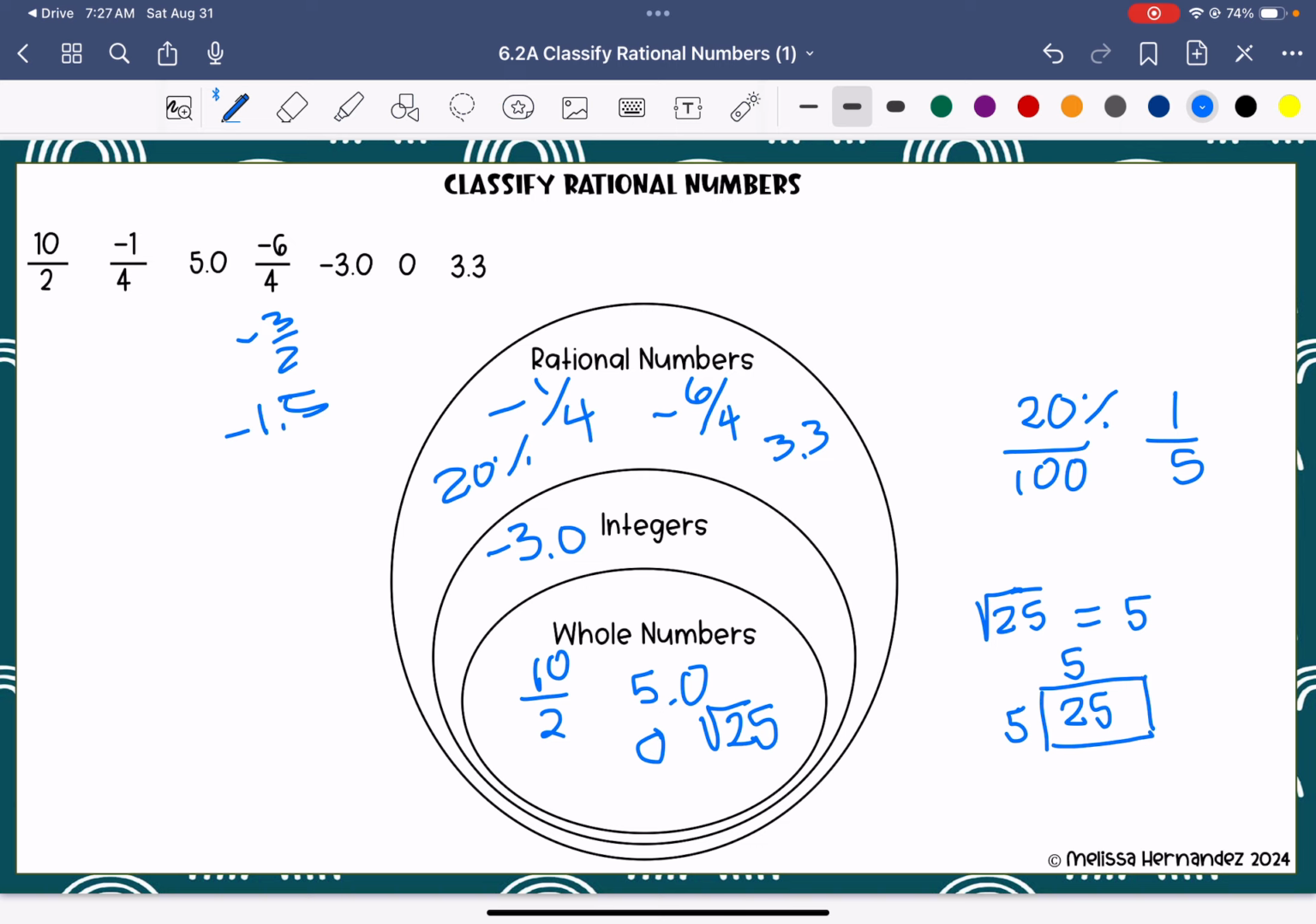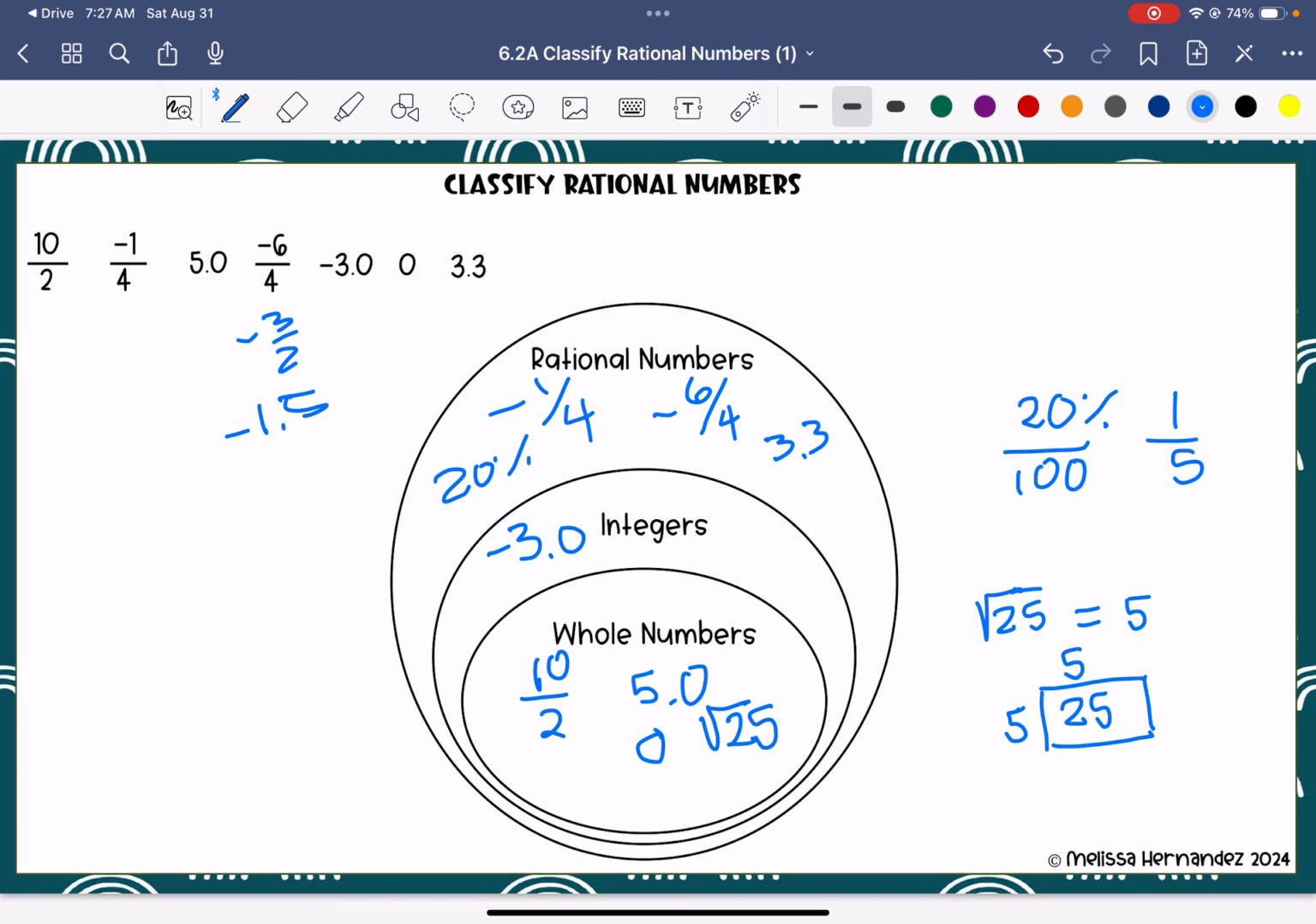So let's recap. Rational numbers are your fractions, decimals, and percent. It's irrelevant if it's positive or negative. Integers are positive and negative whole numbers. But if it's a positive whole number, you would place it in the whole number section because that's more specific. Now your whole numbers, 10 over 2, 5, 0, square root of 25. Those are also integers. They're also rational numbers, and all of these are real numbers. However, you're looking for the most specific.